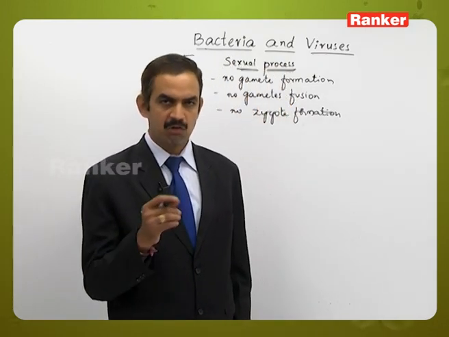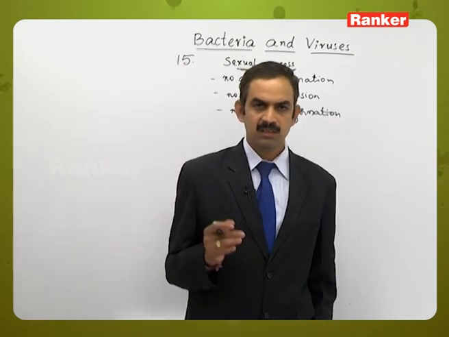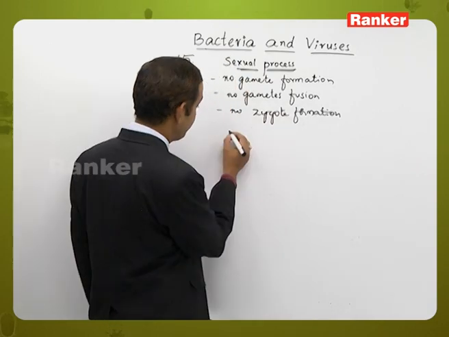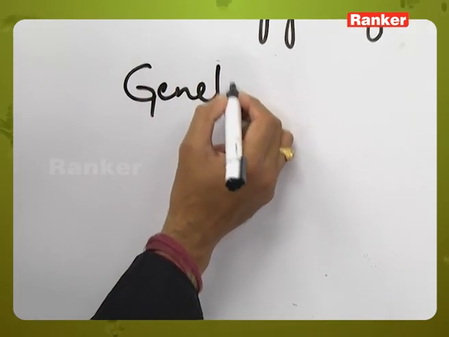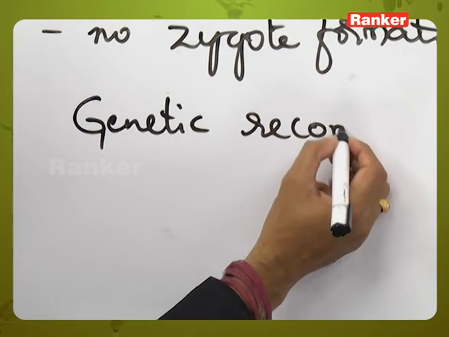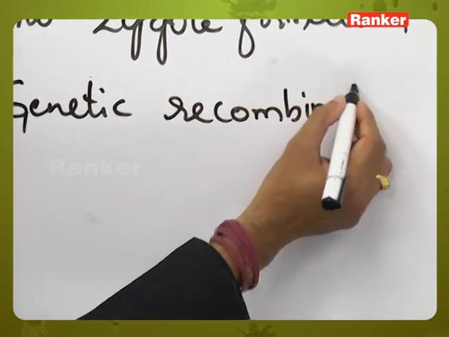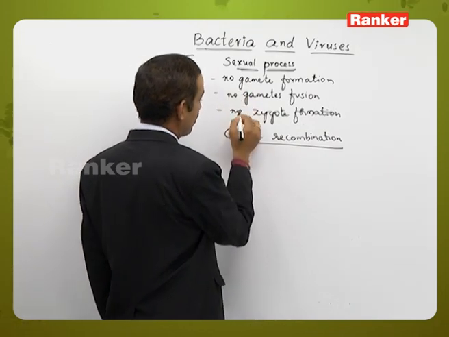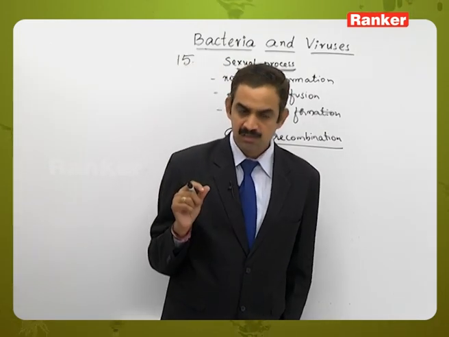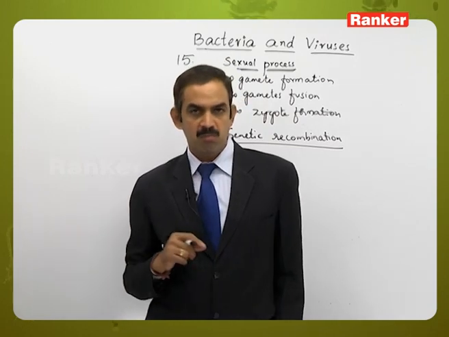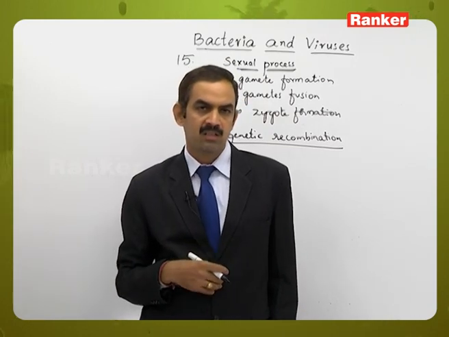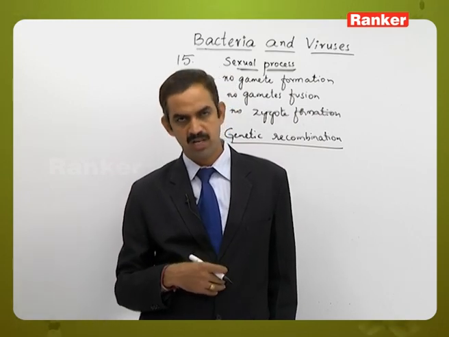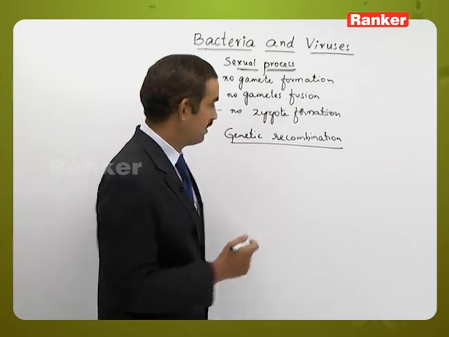But when a sexual process is taking place, the main thing is the transfer of genetical material. At the same time, genetical recombinations are also possible during the sexual process. In bacteria, these three things are not present, but genetic recombination still takes place, not by gamete formation or gametic fusion, so we call it parasexuality, and here it is done by three methods.